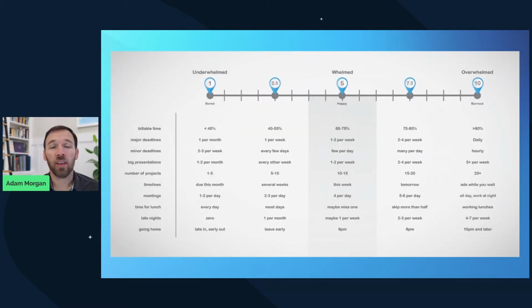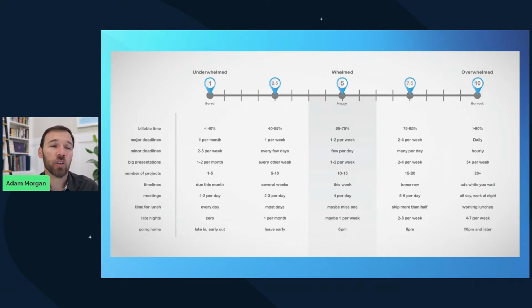The way it worked is I thought, there are just so many different variables that account for whether someone is busy or overwhelmed or underwhelmed, right? It's not just the number of projects or billable time. If you look at the far left of this list, and this may be an eye chart, we can send it out later, but I'll say it out loud for those on small screens. On the far left, I have a whole bunch of different things that contribute to busyness. We've got billable time, major deadlines, minor deadlines, big presentations, number of projects, timelines, meetings. Do you even have time for lunch? Do you have any late nights this week? What time are you going home? And obviously these were the circumstances at my one agency.